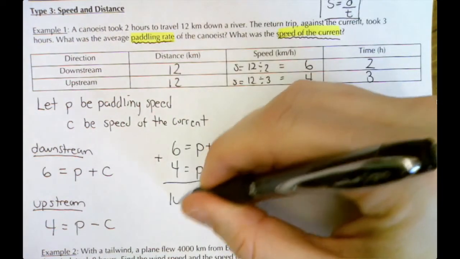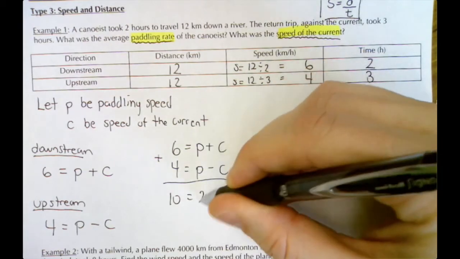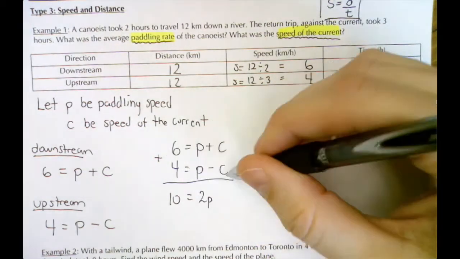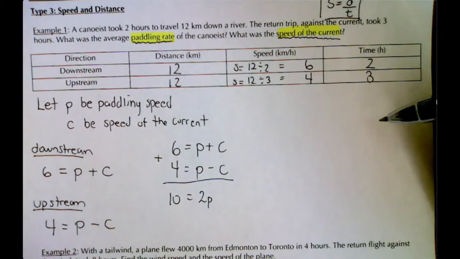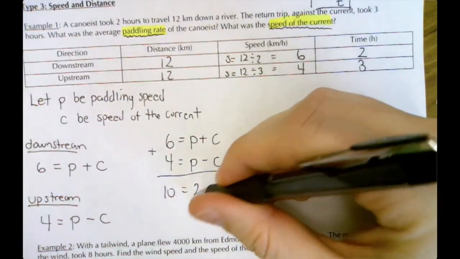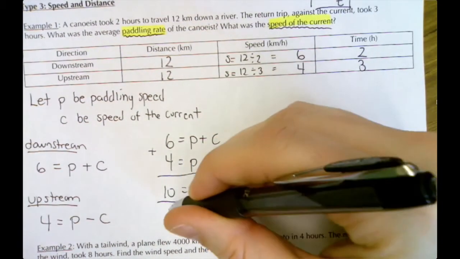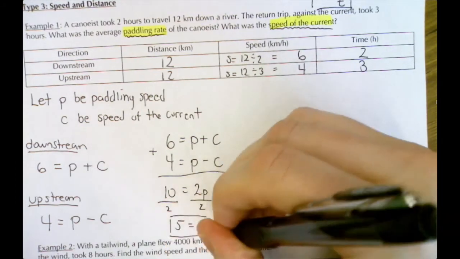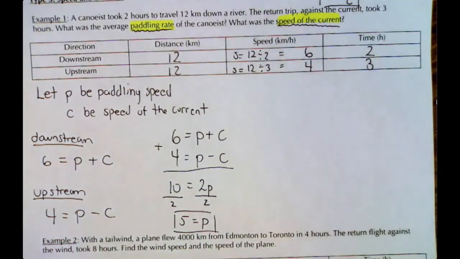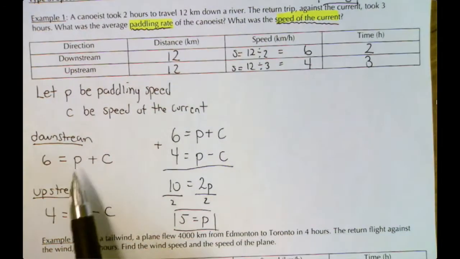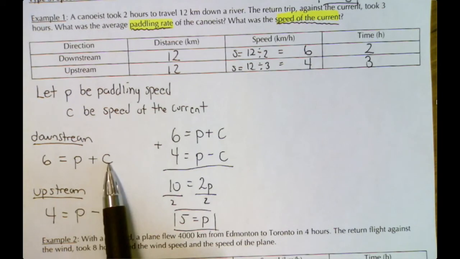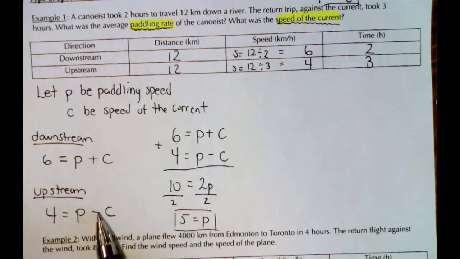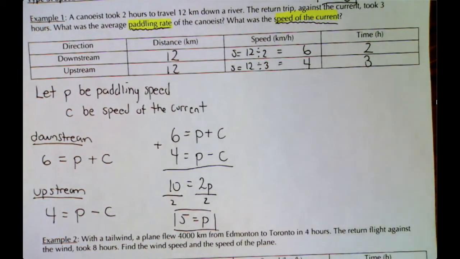6 plus 4 is 10. P plus P is 2P. C plus negative C is 0. We've eliminated our C's. Divide both sides by 2. We get that P is 5. So now we know our paddling speed is 5, and we can use either equation to figure out our current speed. If the paddling speed's 5, to get to 6, we just have to add 1. If the paddling speed's 5, to get to 4, we have to subtract 1. So our current speed is going to be 1.